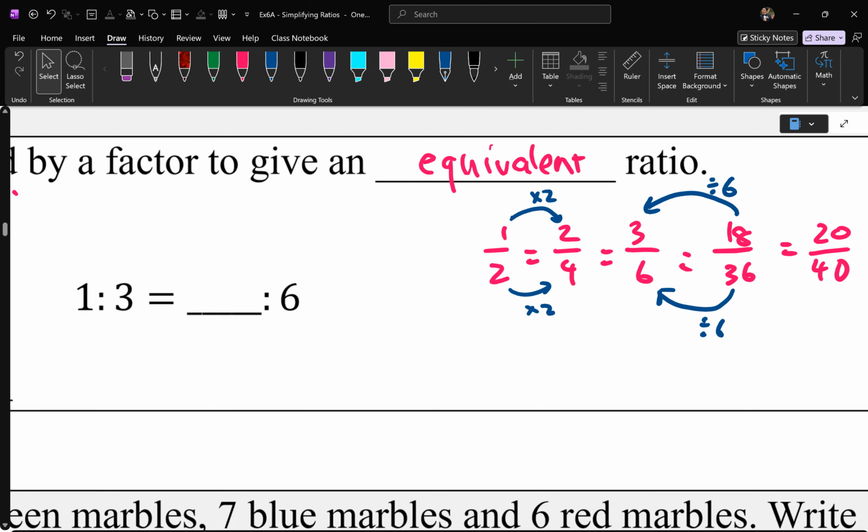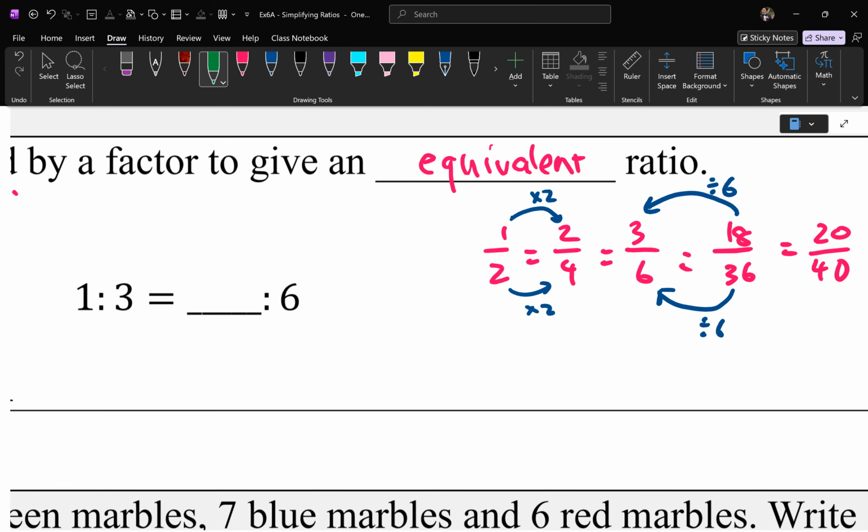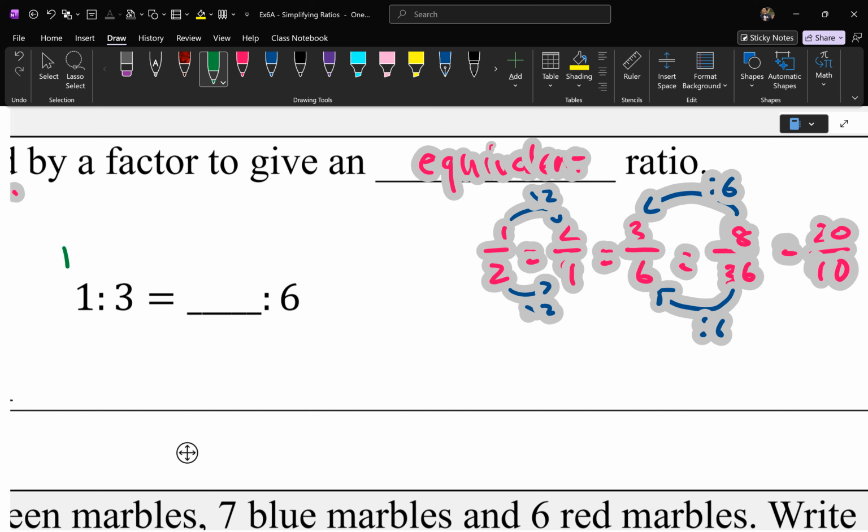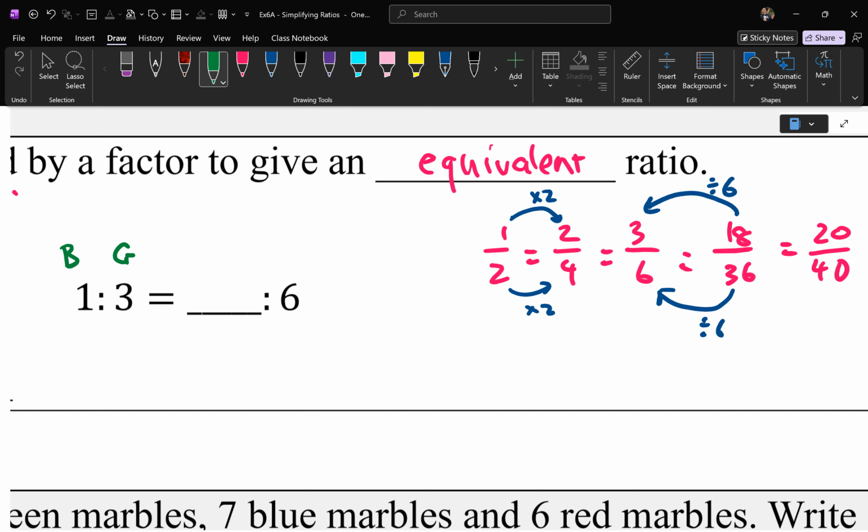You've got a 1 to 3, but I want to know what that is equivalent to. I'll give a scenario just to make it easier for you to understand. If it's a boy to girl ratio, for every one boy there are 3 girls. If I told you there are 6 girls, how many boys are there in this class? Because I know the ratio is 1 to 3. How many boys should there be? 2. Now the question is how?